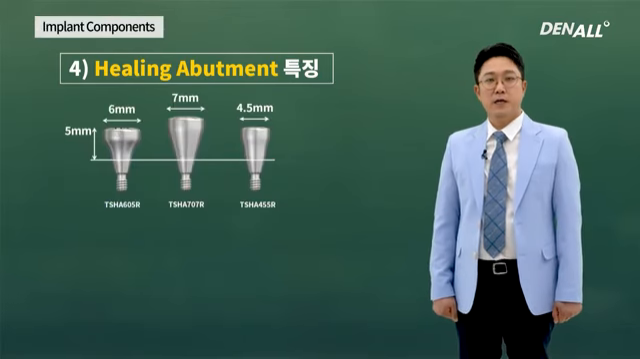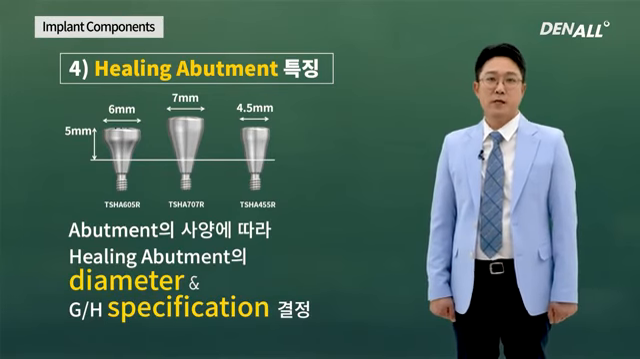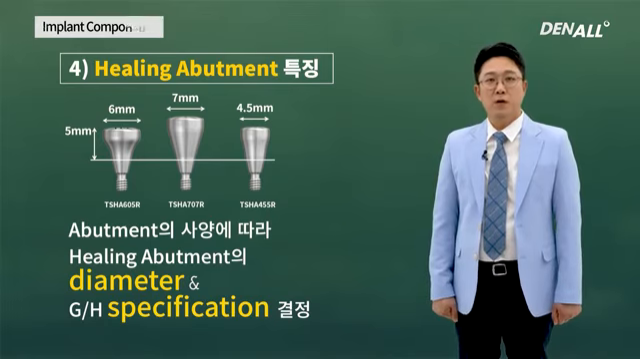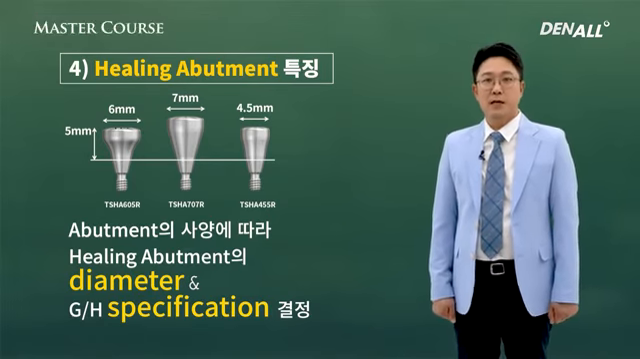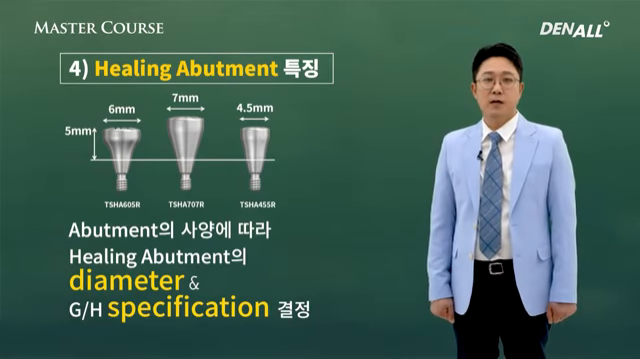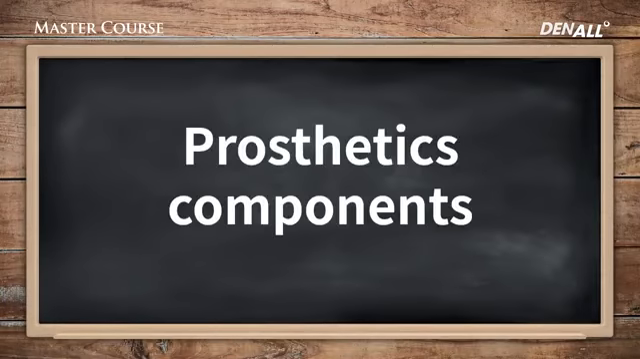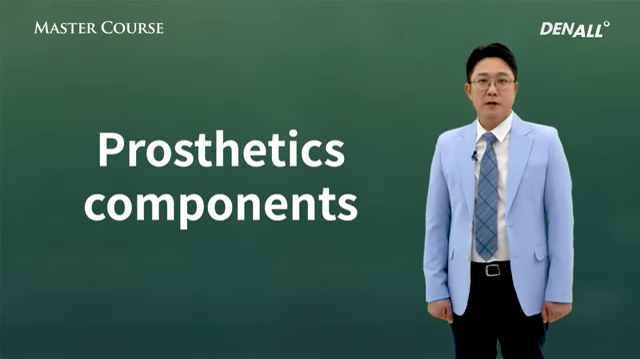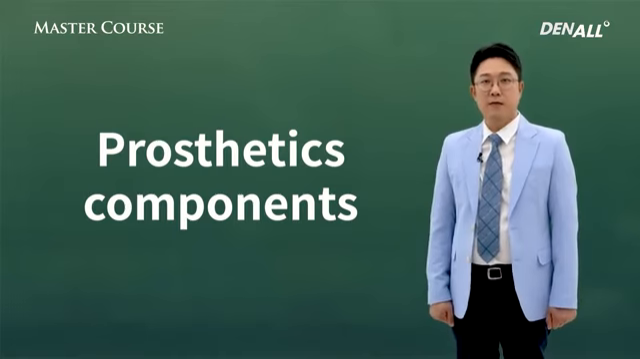The diameter and length of healing abutment can be decided following the height of gingiva and prosthesis. And you can choose different height and diameter of healing abutment depending on surgical site and implant placement depths. Next, I'm going to talk about components necessary to create prosthesis.